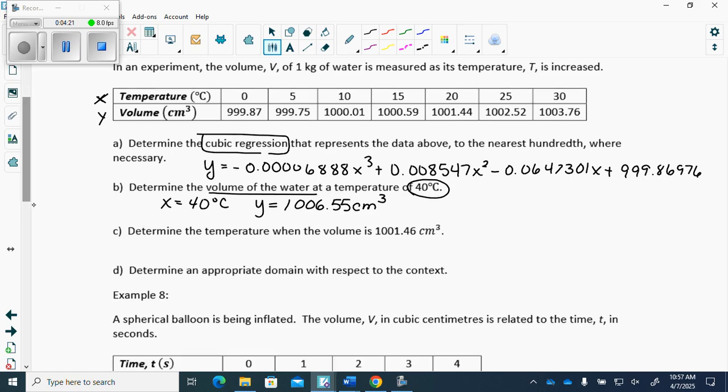Here it says determine the temperature. So now we're trying to find the temperature when the volume is this. Volume is y. So we have y equals 1001.46 centimeters cubed. Where does that go when I know y? Into my y2. 1001.46.